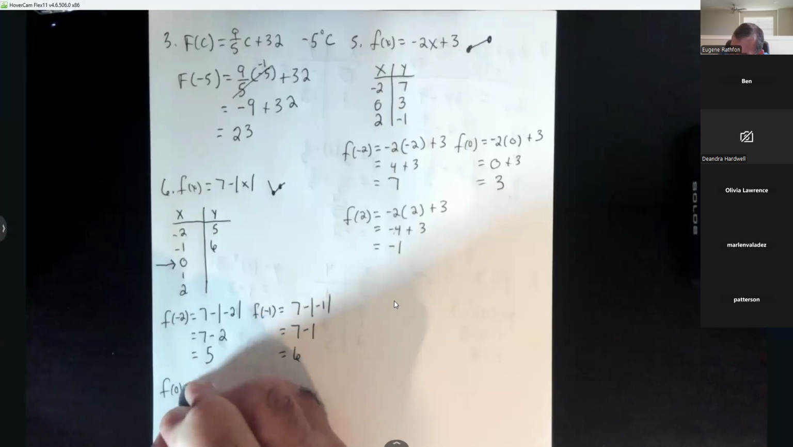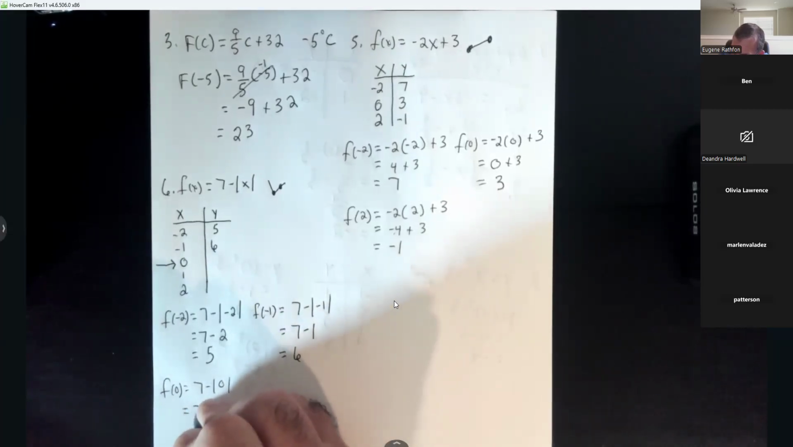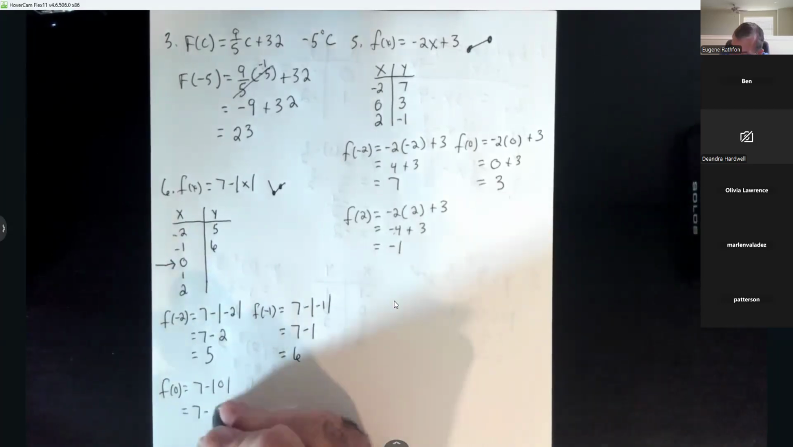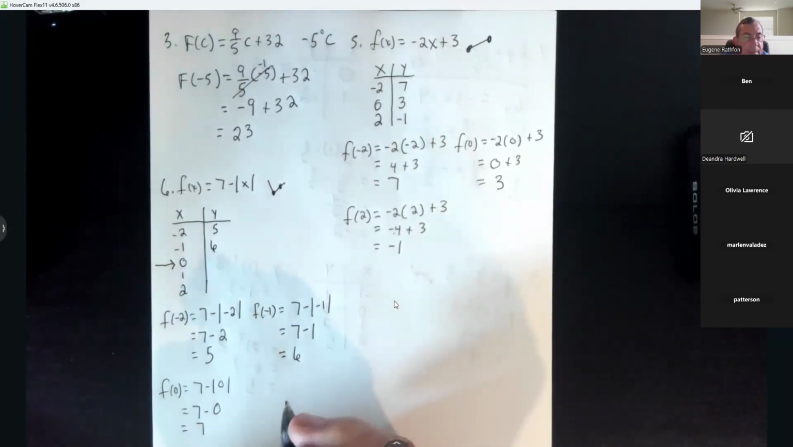All right, next is 0. That'll be 7 minus absolute value of 0. So bring down the 7 minus. Absolute value of 0 is 0. And 7 minus 0 is 7.